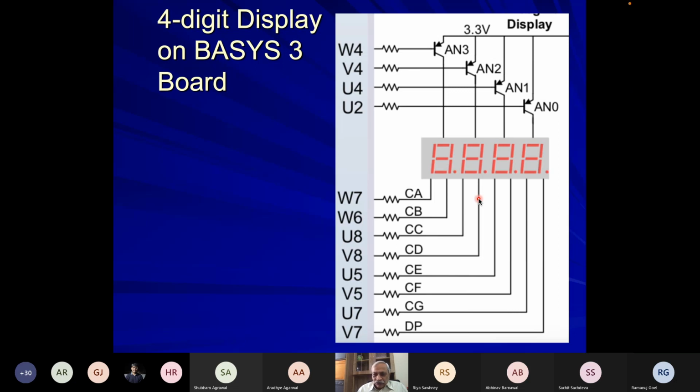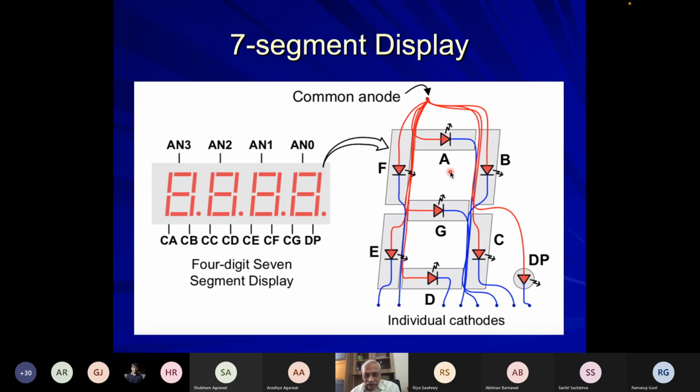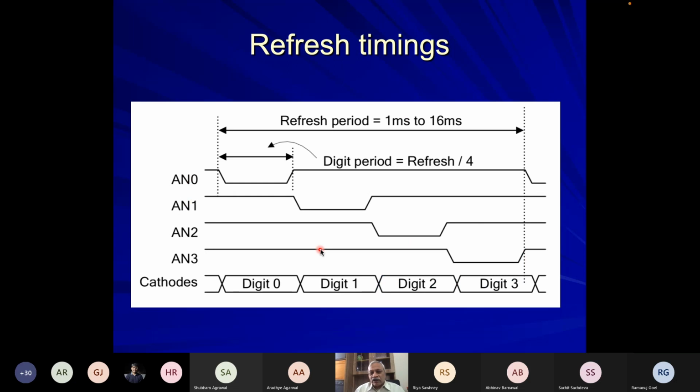So the circuit is like this, that each digit is in this manner. There's a common anode which is feeding all the 8 of these, and their individual cathodes which are coming from the CA, CB and so on. So you need to display 1 digit at a time. So this is the horizontal axis, the time axis. You give these signals.